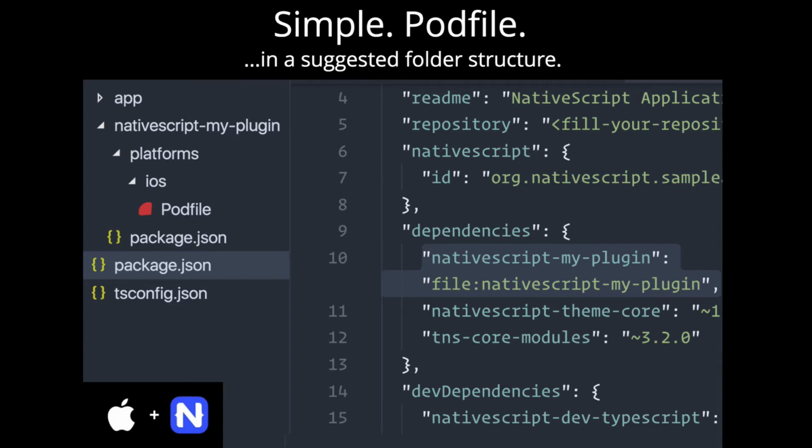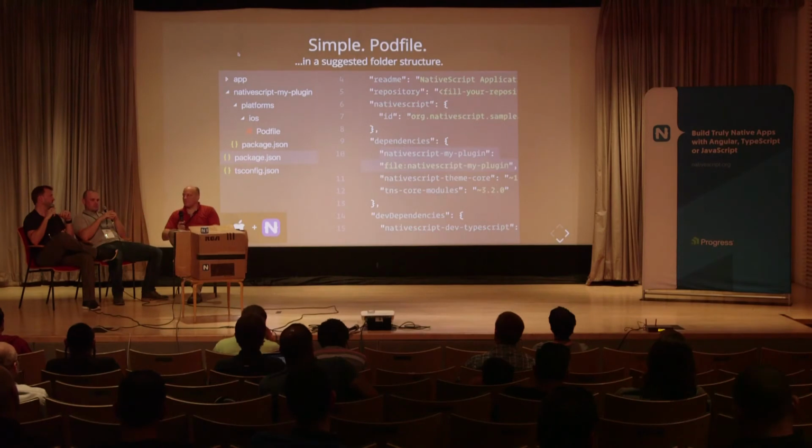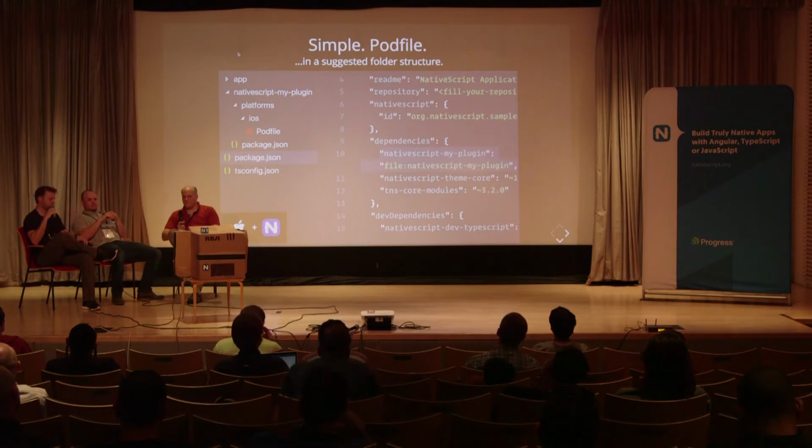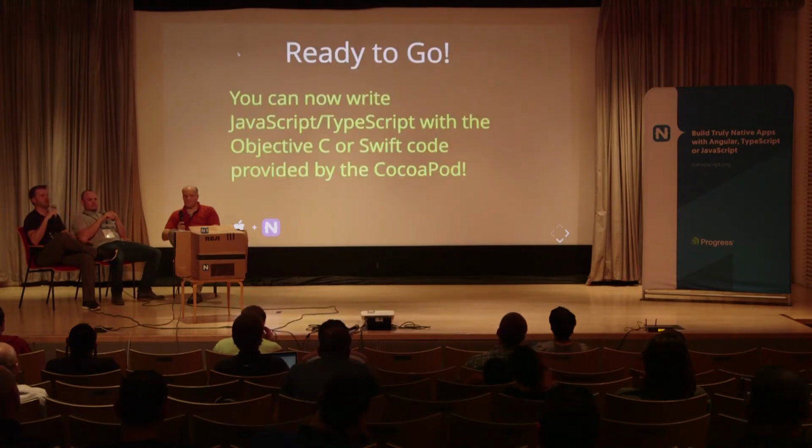So this is a view of what happens after doing TNS plugin add. We've got a local file include for this local plugin. That is just going to reference it locally. You could reference any other local plugins, of course, in the same way. Excellent! And that's it. We actually are ready to code against this Objective-C and Swift code right now.